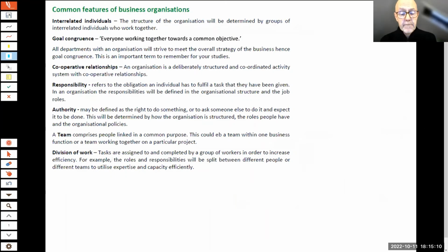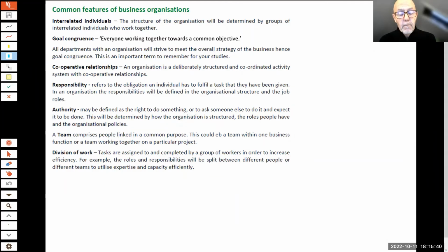Common features of business organizations. Now, organizations take all sorts of forms. There are charities. There are businesses that aim to make a profit. Some businesses manufacture, some businesses simply buy and sell. Some businesses don't make anything, or don't deal with products. They deal with a service. The football club I mentioned, what do they do? They provide entertainment, arguably.